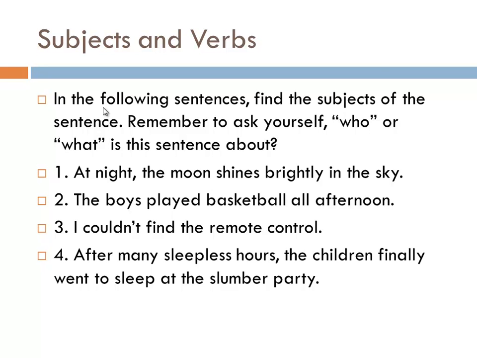All right, looking at sentence number 1. It says, "At night the moon shines brightly in the sky." Well, who or what shines brightly? Hopefully you found that the moon shines brightly. Brightly is an adverb, in the sky is a prepositional phrase, and at night is a prepositional phrase. So the only things that are important are our subject, moon, and shines, the verb.